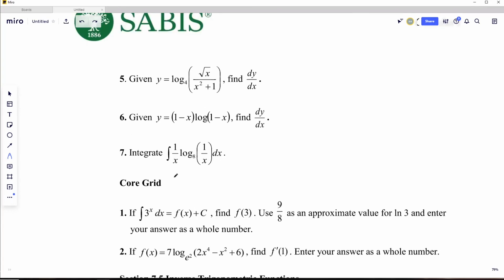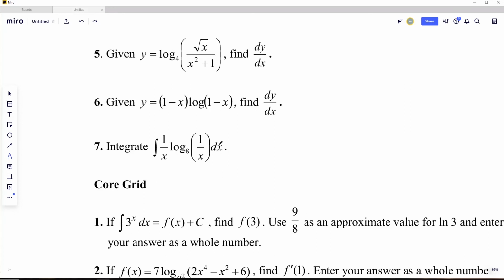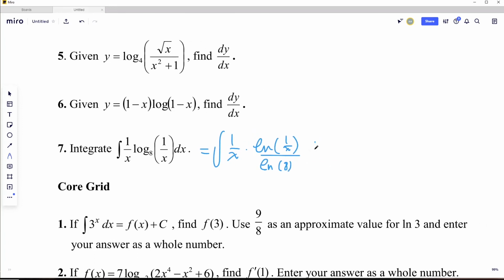Okay, so number 7, I'm going to do some mental math to show you which u to use. But let's first do change of basis. I don't like this log. I want it to become ln. So what I'm going to do is integral of 1 over x. When you use ln or any other log base, immediately use the base: 1 over x over the ln of the base. If using, let's say, log base 8, it's going to be ln of 8, and dx.